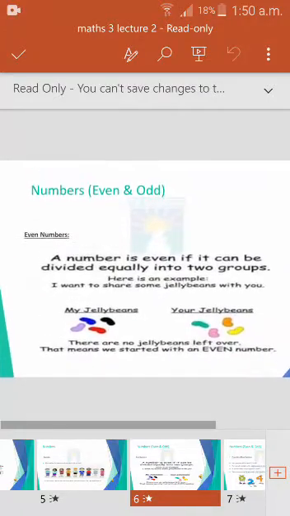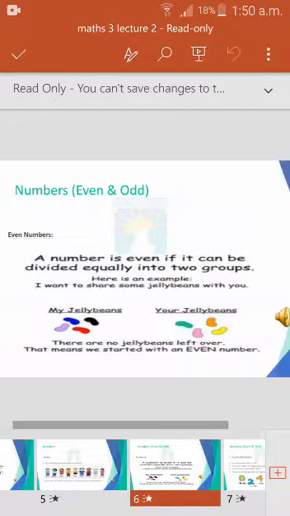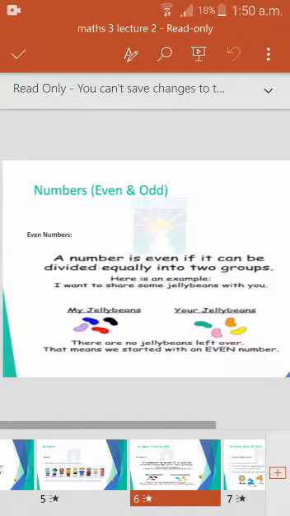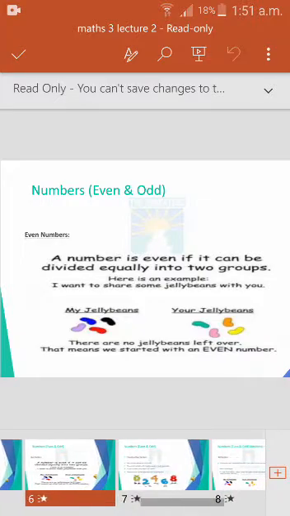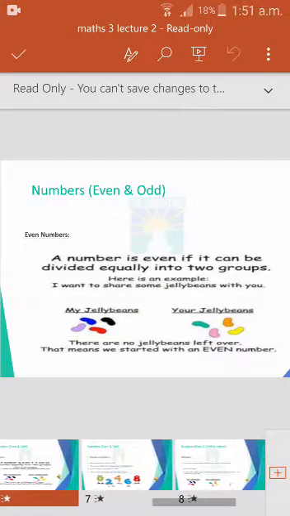Okay, now we'll talk about even numbers. All those numbers which can be divided by 2, and all those numbers which can be divided into two equal groups, are called even numbers. Suppose I have 8 jelly beans and I want to divide them into two equal groups, I can do that. It means that 8 is an even number because it can be divided into two equal groups, and 8 is also divisible by 2.